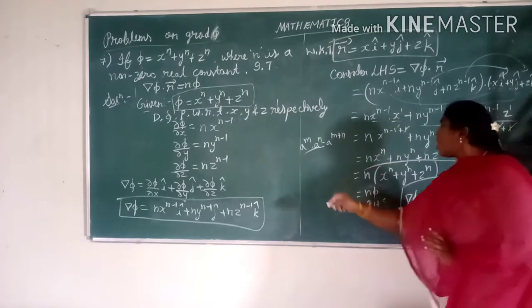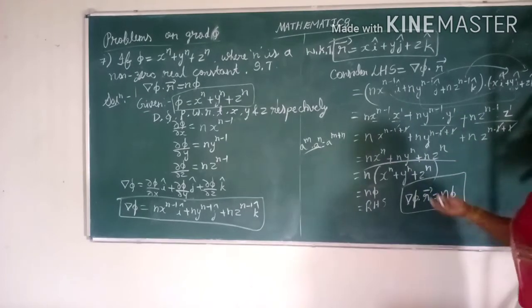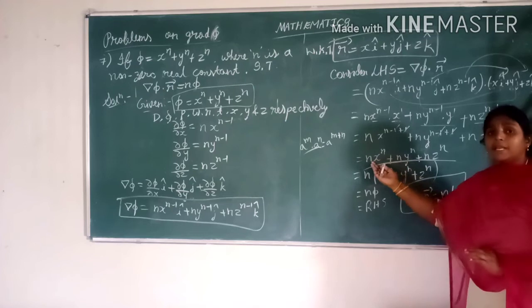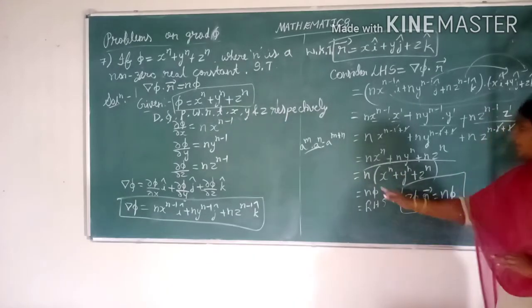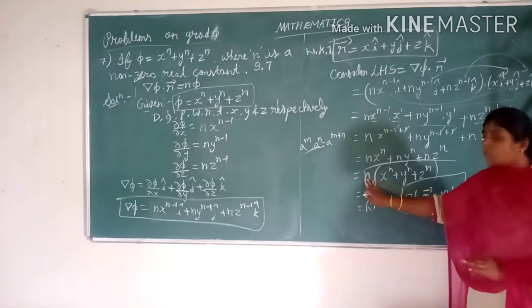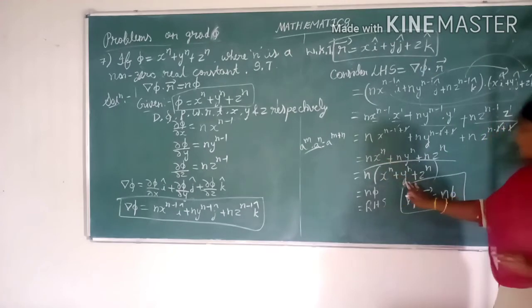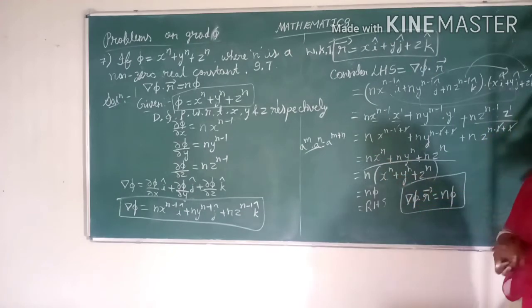Now, you observe in each term, which term is common? n is common, take it outside. If you take n as common, what is the remaining here? x to the power of n plus y to the power of n plus z to the power of n.